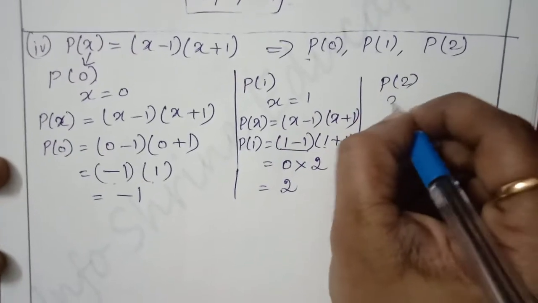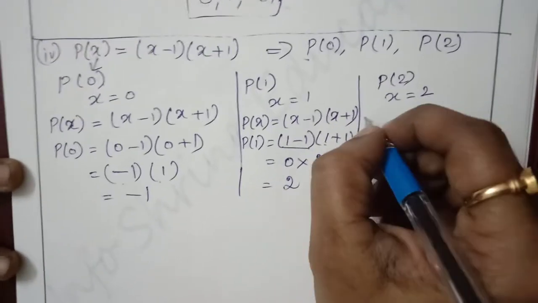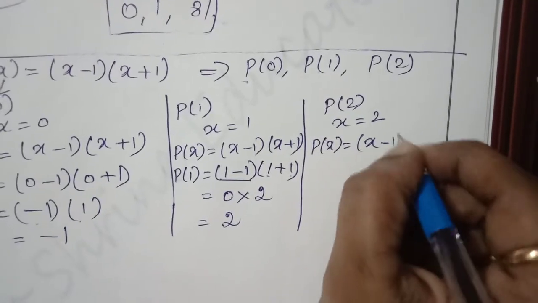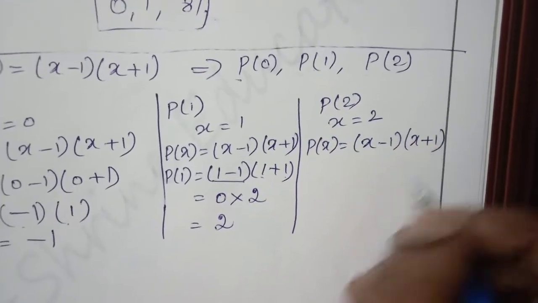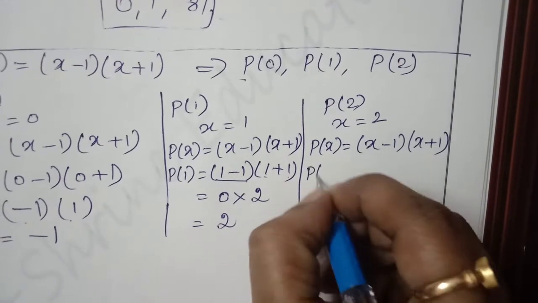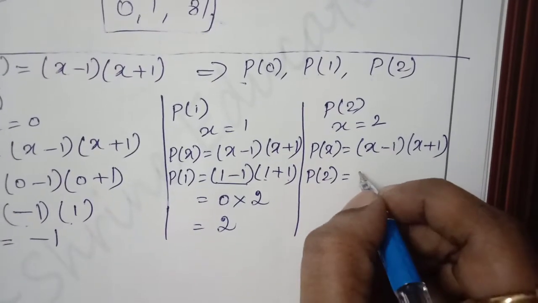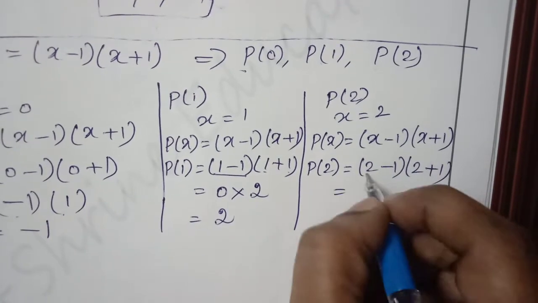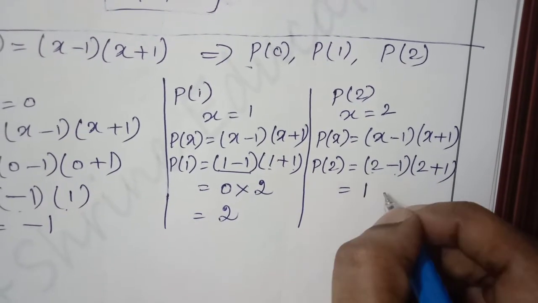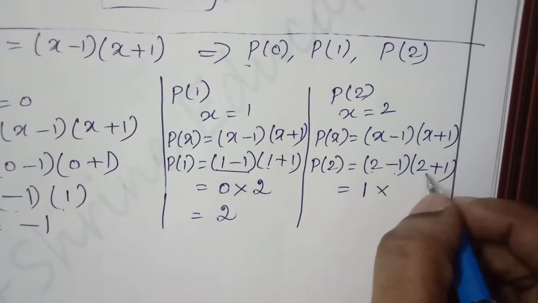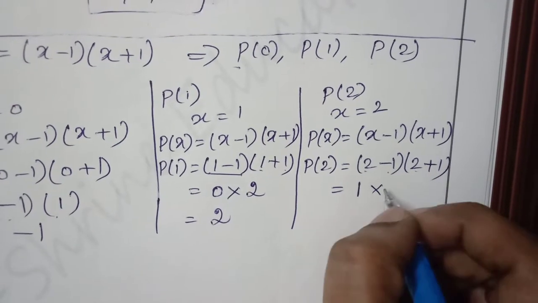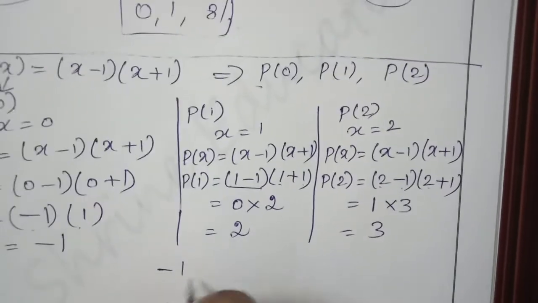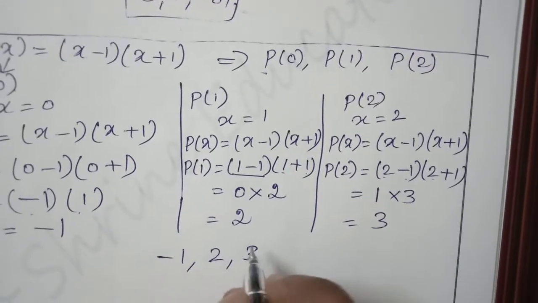Now let's do it for P of 2. So x is equal to 2. So P of x is equal to (x minus 1)(x plus 1). Therefore, P of 2 is equal to (2 minus 1)(2 plus 1). Therefore, 2 minus 1 is 1 into 2 plus 1, 3. Therefore, 3. So the answer is minus 1, 2, 3.